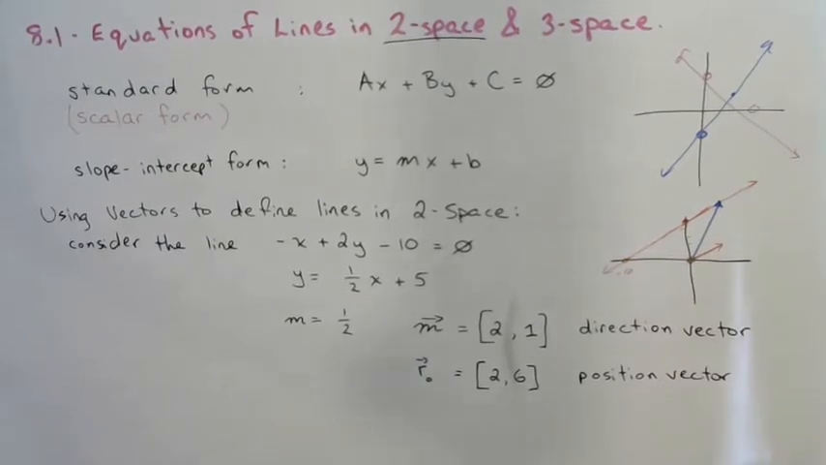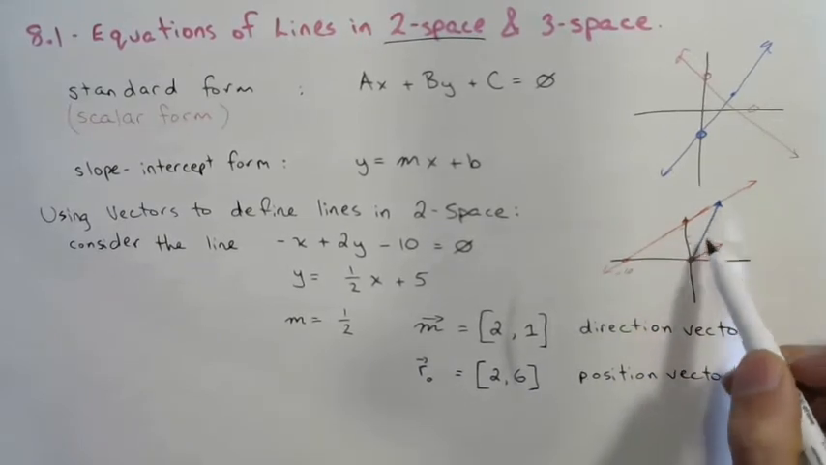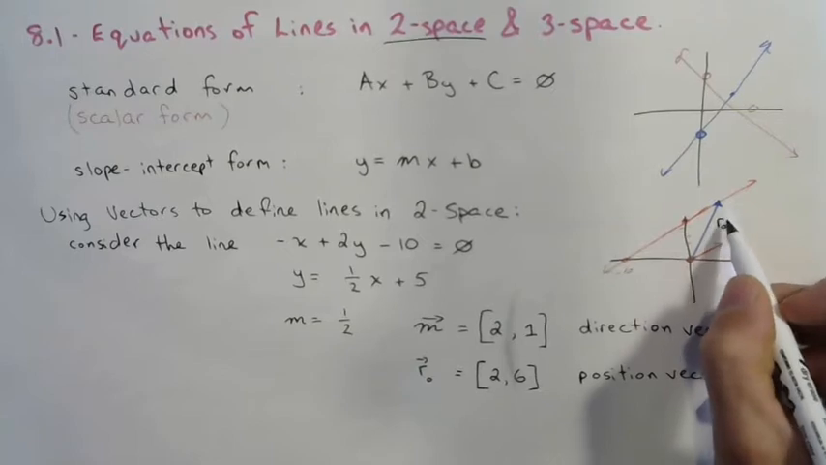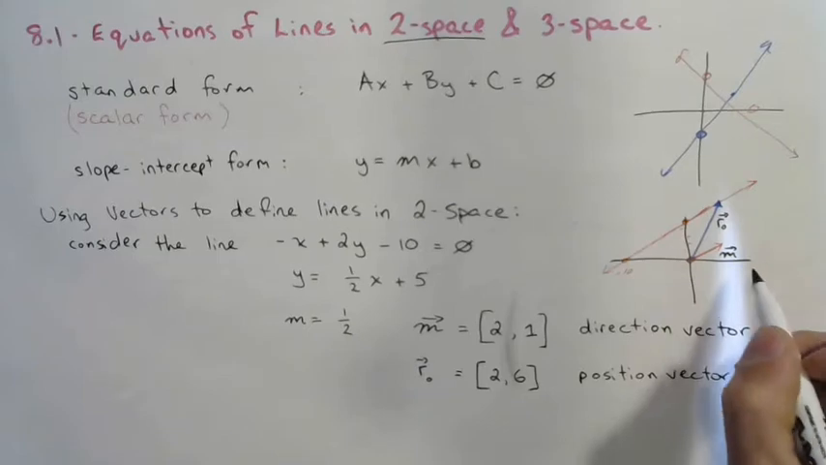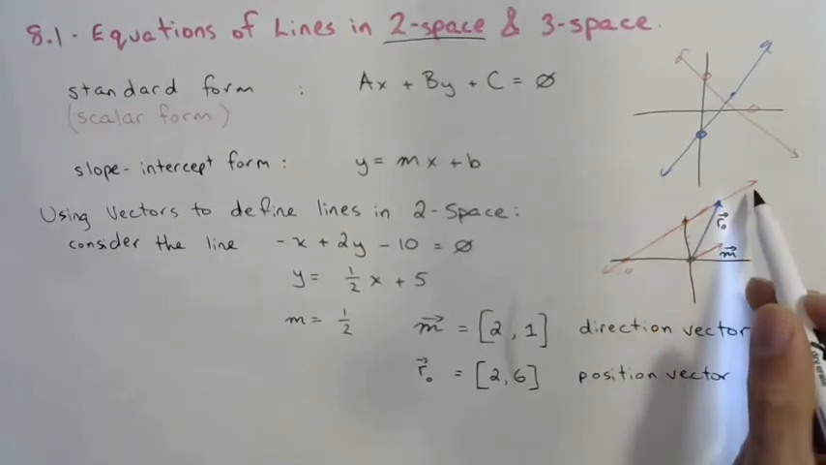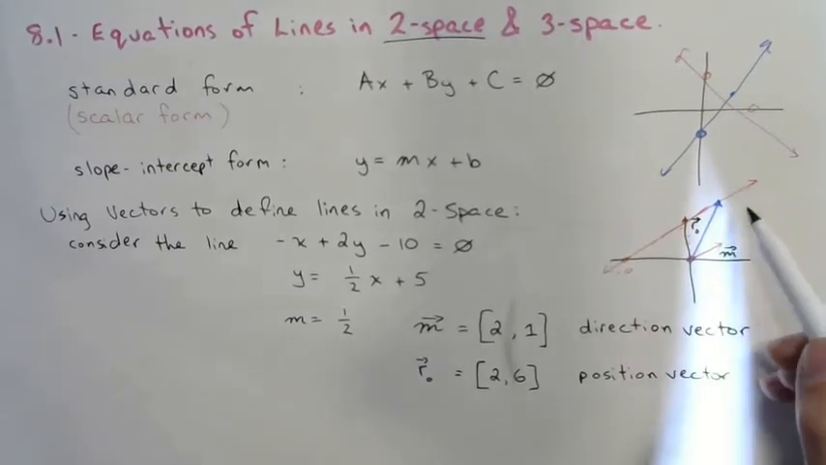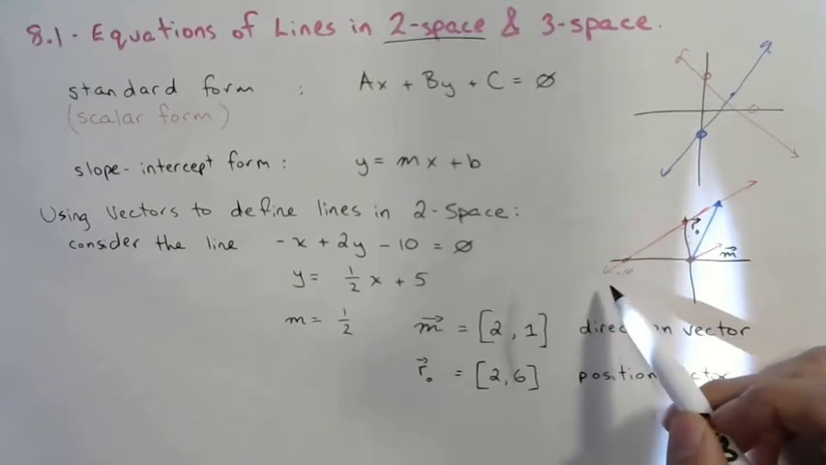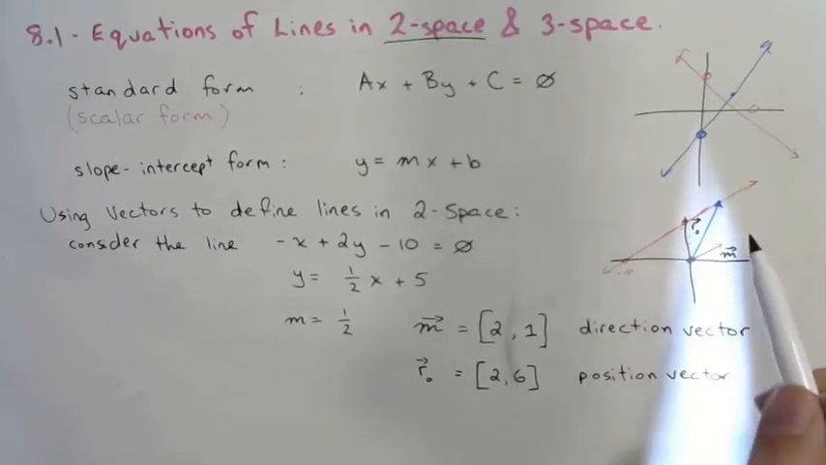So now what do we know? Well, now we know that the line goes through the point 2, 6, and it's in the direction 2, 1, okay? So this position vector, r naught, and this direction vector, m, define this line. Now, when we talk about lines in space and we draw them on our Cartesian plane, we put 2 arrows at the end, noting that lines go forever. They are infinite in both directions throughout the plane, okay?